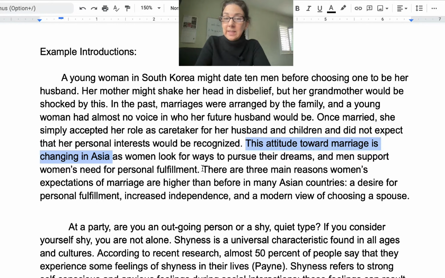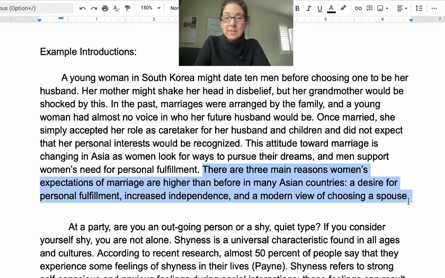Okay, finally, we have the thesis statement. And notice that the topic is that women's expectations of marriage are higher, and the controlling idea is the reasons. Finally, we have our three key points, and those are three reasons: a desire for personal fulfillment, increased independence, and a modern view of choosing a spouse.